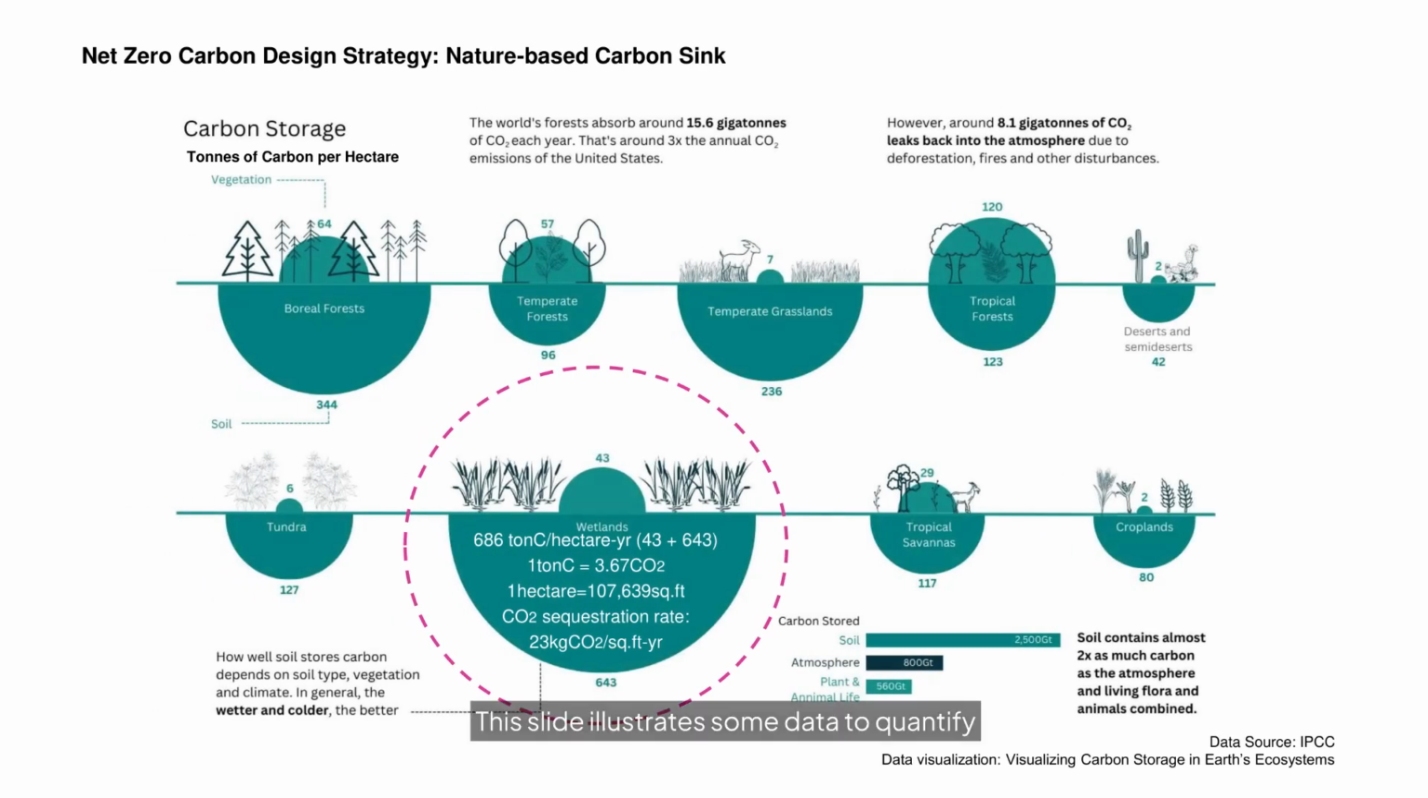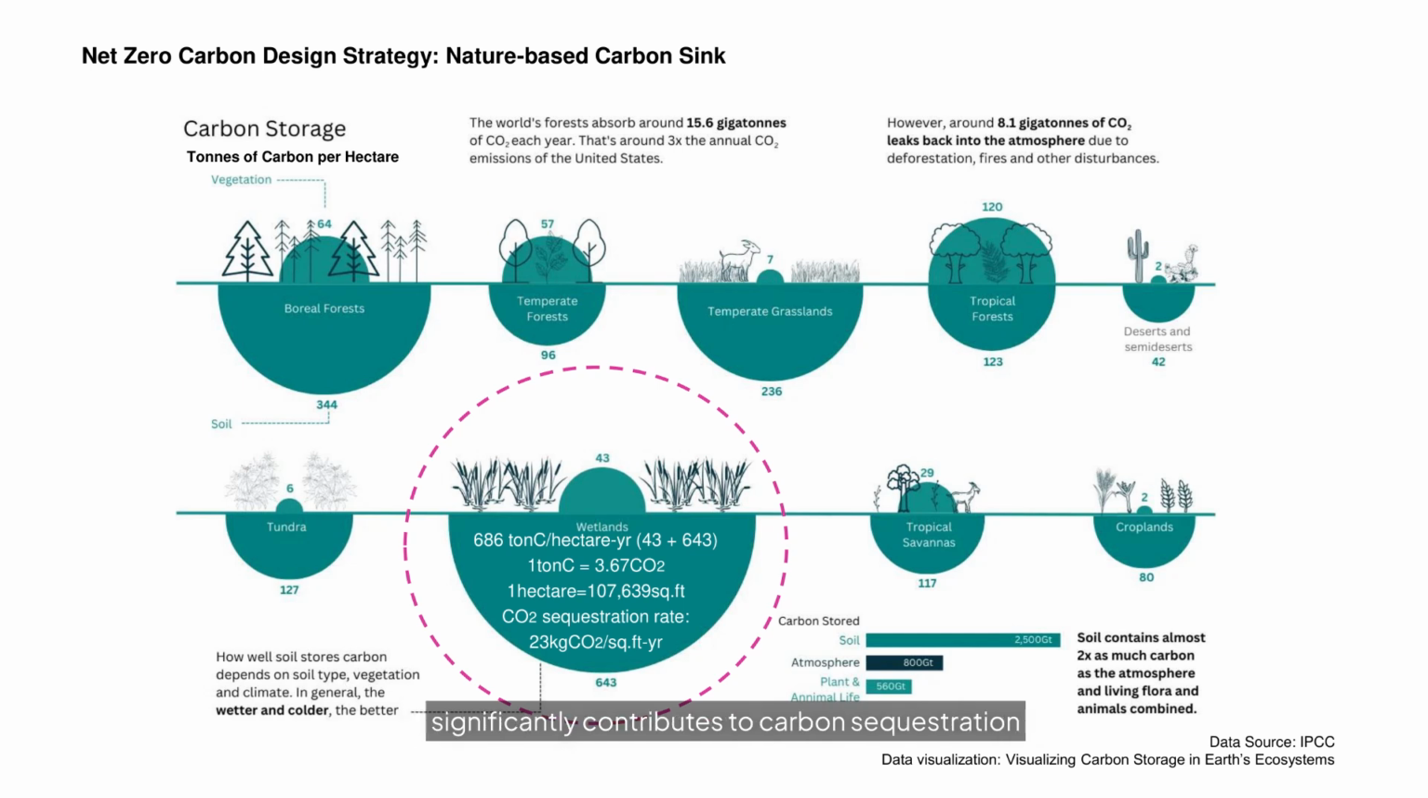This slide illustrates some data to quantify nature's carbon sequestration power. For example, the wetlands sequestration rate has the highest rate at 23 kilograms CO2 per square foot per year, meaning even small areas can have a significant sequestration impact. In other words, a piece of healthy wetland the size of a floor tile has the capacity to take in dozens of kilograms of CO2 every year, a tremendous rate. Refer to the additional note in the pink circle for the conversion rate.